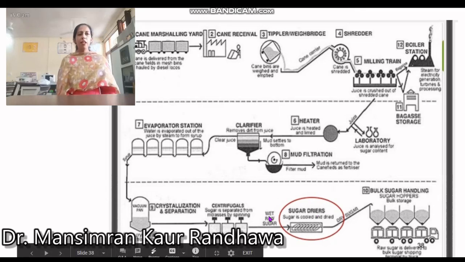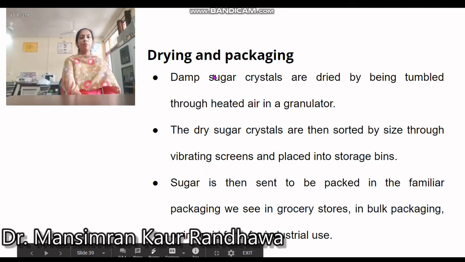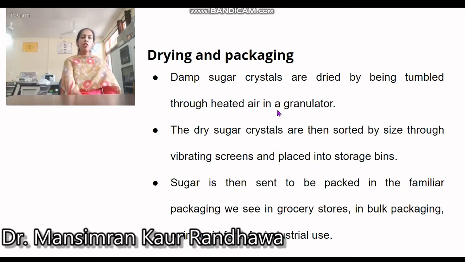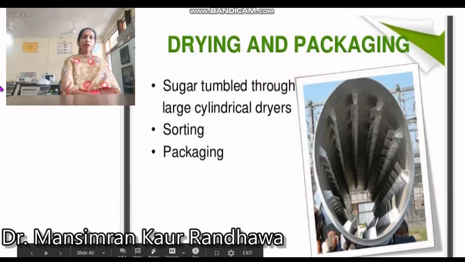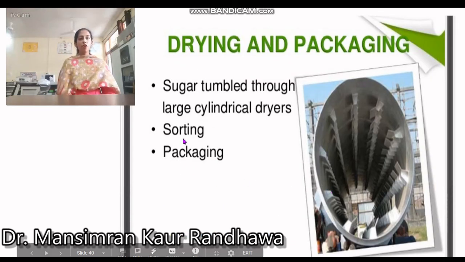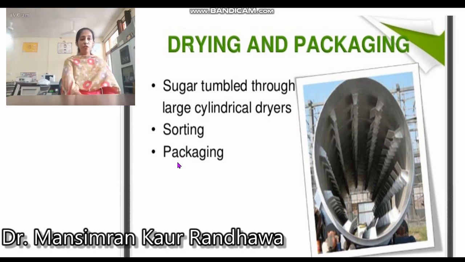After that, the sugar is dried in dryers. Damp sugar crystals are dried by being tumbled through heated air in a granulator. The dry sugar crystals are then sorted by size through vibrating screens and placed into large storage bins. Sugar is then sent to be packed in the familiar packaging we see in grocery stores. So these are the dryers, they are sorted and packed. So that's all about the manufacturing of sugar.